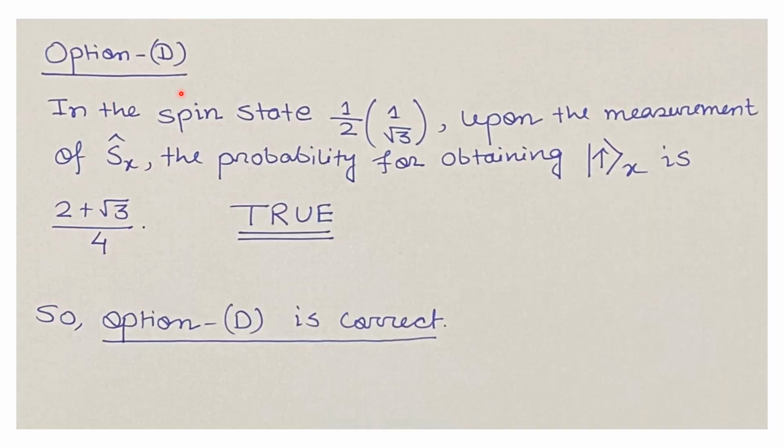Now option D is saying in the spin state 1 by 2 times the column matrix 1 root 3, upon the measurement of Sx cap, the probability for obtaining up spin state is 2 plus root 3 by 4. So this is true because we have already calculated this probability in option C, and we found that the probability is 2 plus root 3 divided by 4. So option D is correct in our case.